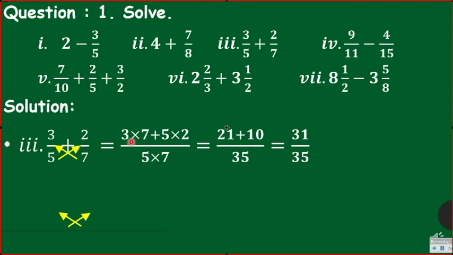Now according to BODMAS, 3 into 7 is 21, plus sign, 5 into 2 is 10, upon 5 sevens are 35. Then afterward 21 plus 10 equals 31 and 35 here as it is. Okay, now see here beta, you need to tell me what kind of fraction it is, either a proper fraction, improper fraction or mixed fraction. Comment me.